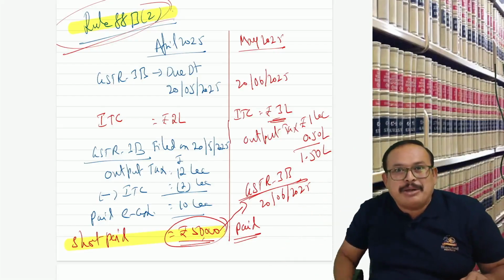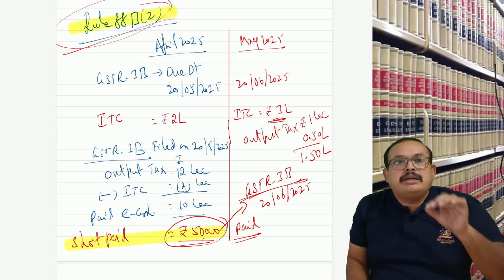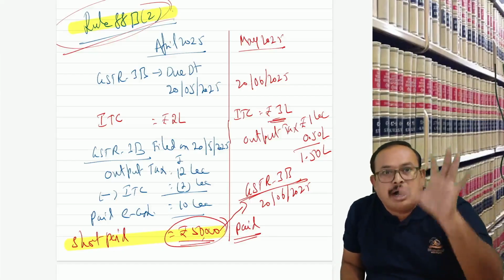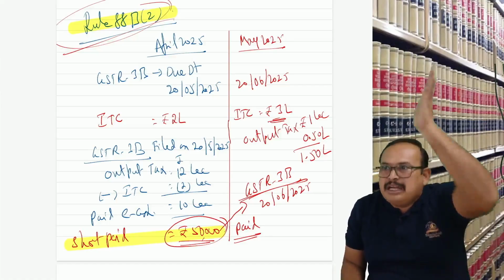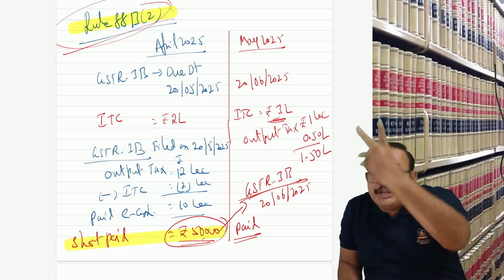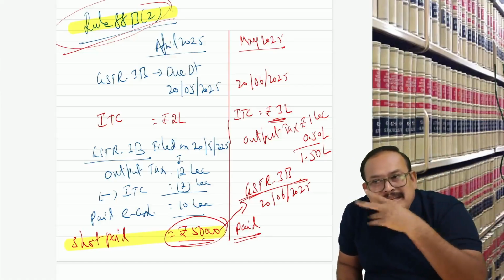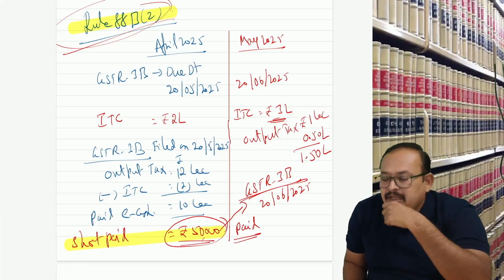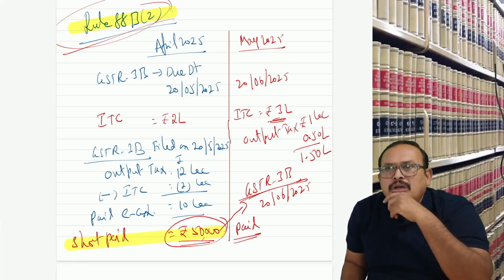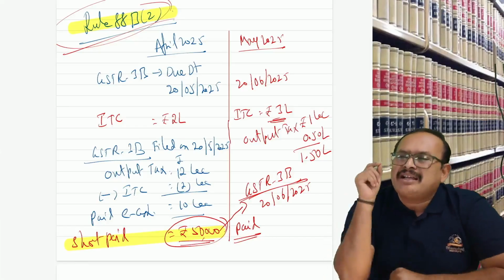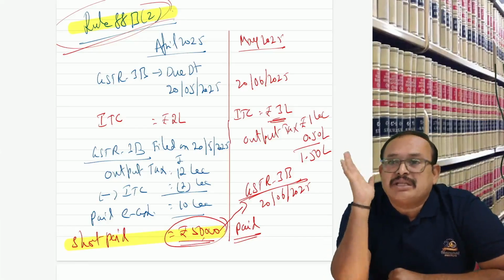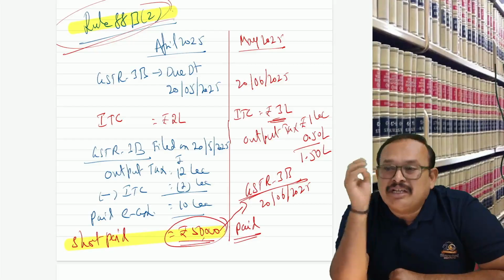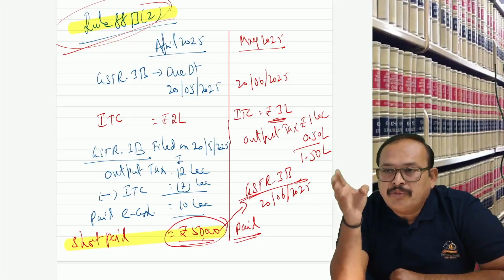The electronic cash ledger cash balance is more than the liability. Is it continued till the date of making the payment? Yes, continued, sir. Am I liable to pay interest? No, because the interest is for what, Raja? Interest is for revenue loss. Opportunity loss, correct? What is the interest?